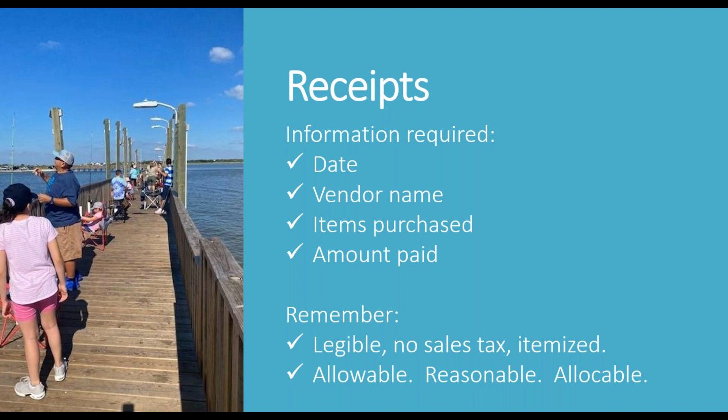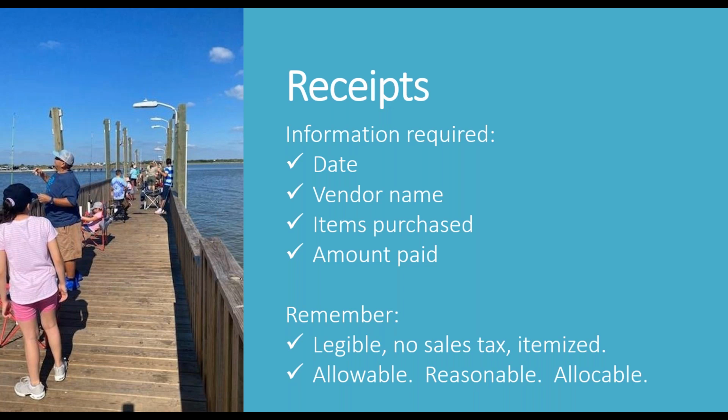So a photocopy of the receipt must be provided with your backup documentation. Each receipt must contain at a minimum the date of purchase, vendor name, an itemized list of purchases, and the amount paid for those expenses. All receipts must be legible for review, so if it's been torn or part of it is missing or the ink has faded, you may not receive reimbursement for that expense.